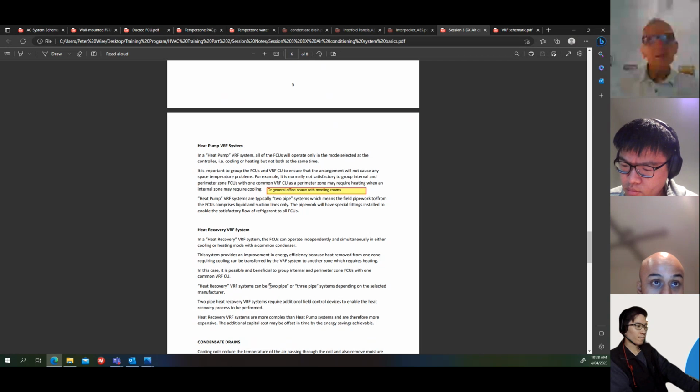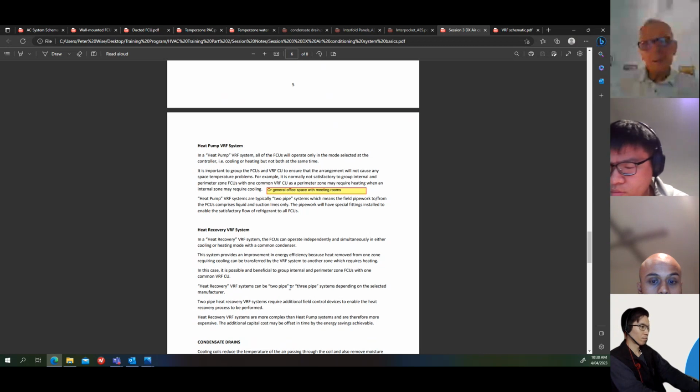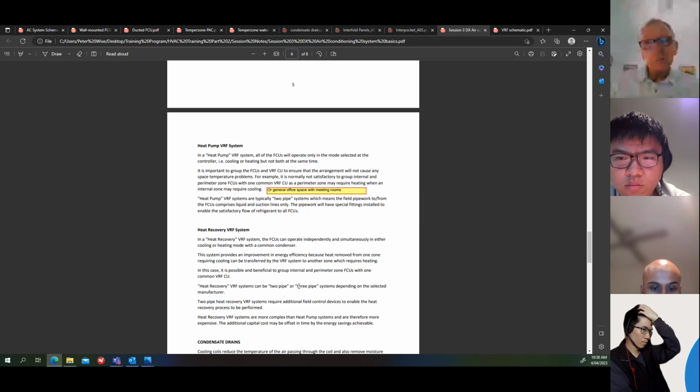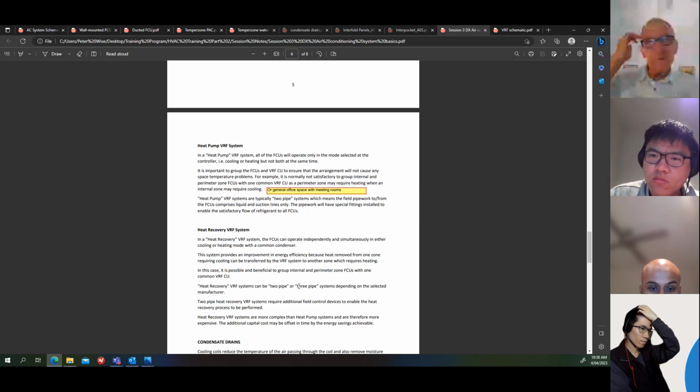Now, I don't know whether you're aware, but Mitsubishi have a two-pipe heat recovery VRF system. I don't think anyone else does. Well, they never used to. And Daikin is a three-pipe. I think the others are three-pipe. I think Mitsubishi's got a patent on the two-pipe system.